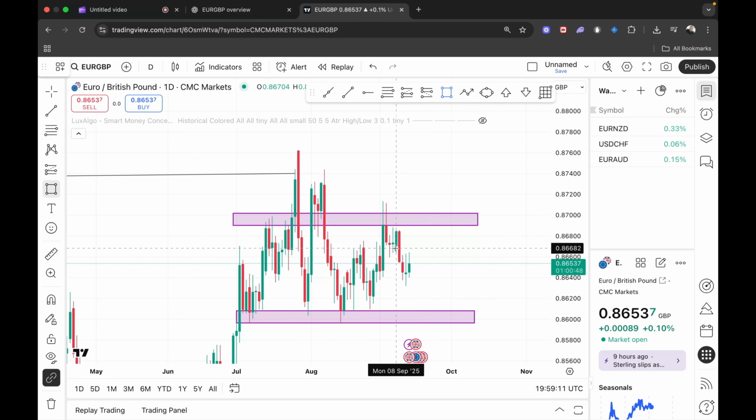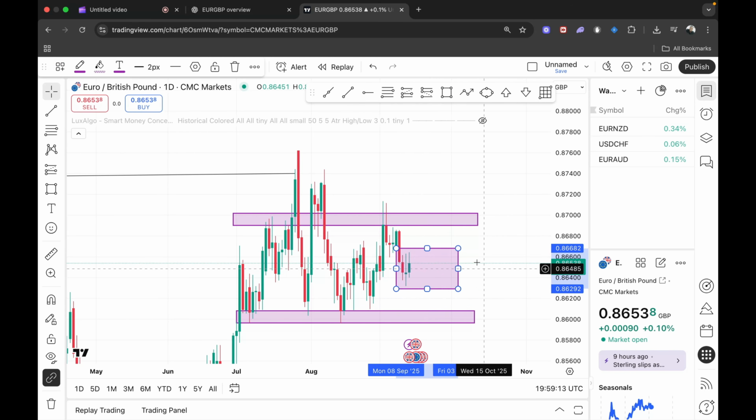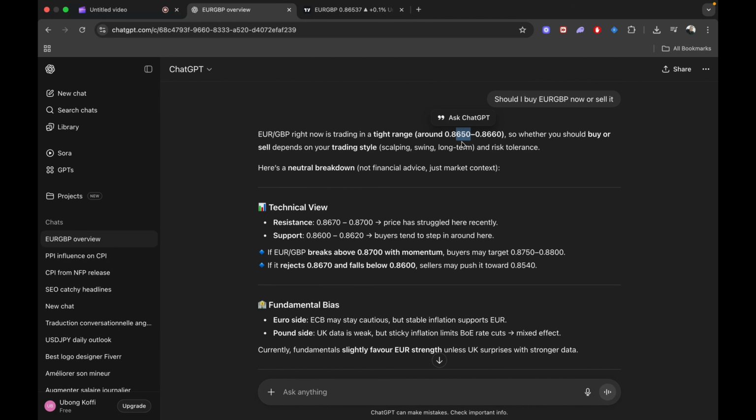This is the range which ChatGPT is looking at, but we're looking at the overall range of the market, because this could break up to this resistance level and then come back, and then we still continue our support, resistance, support, resistance kind of movement. So ChatGPT is guiding us that we're trading in that range, so you should buy or sell depending on your trading style. Either you want to scalp, swing, or long term, and your risk tolerance.